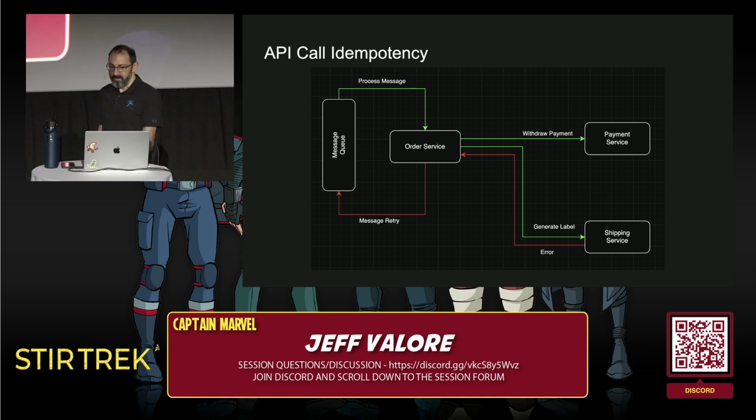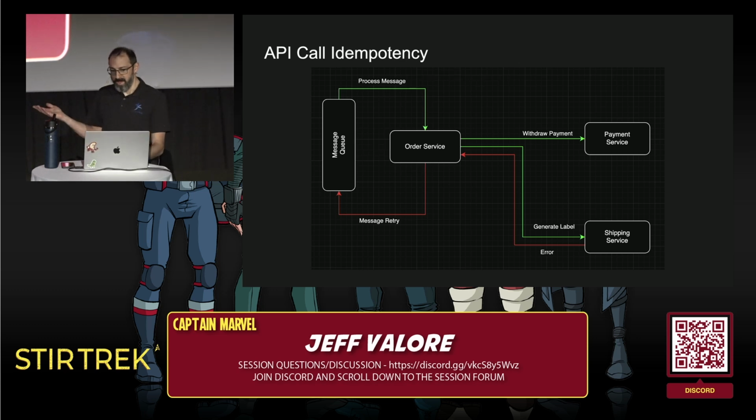So if we process the order a second time, order service will yet again call the payment service to try to collect payment, which it already did once. So now maybe we're double charging the customer, and maybe the second time through the shipping service works. So we'll ship them one thing and bill them twice, maybe.